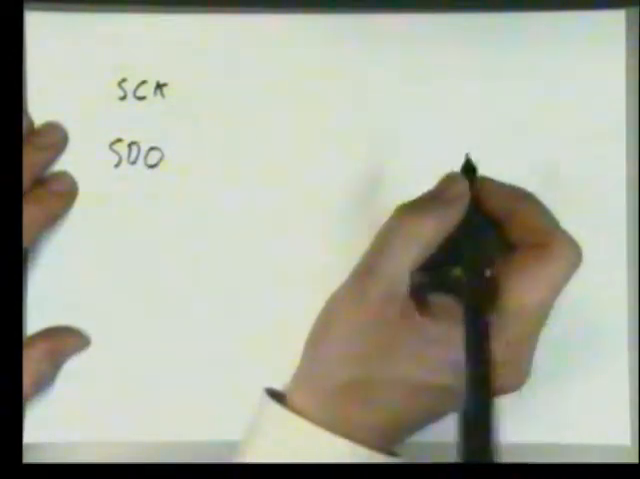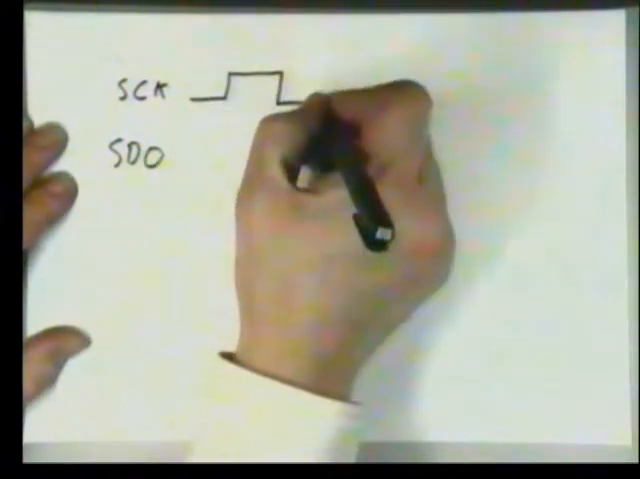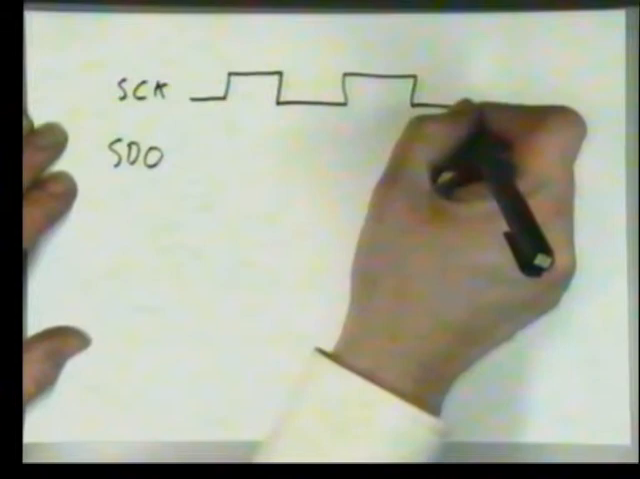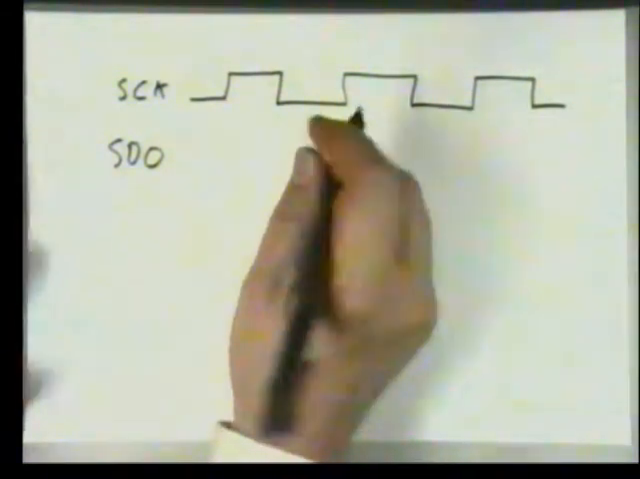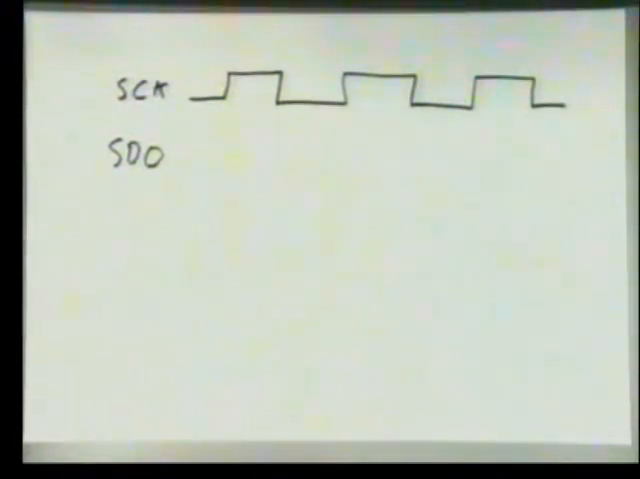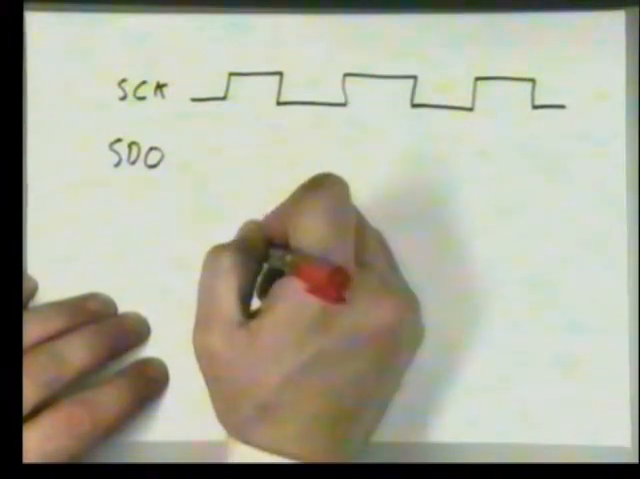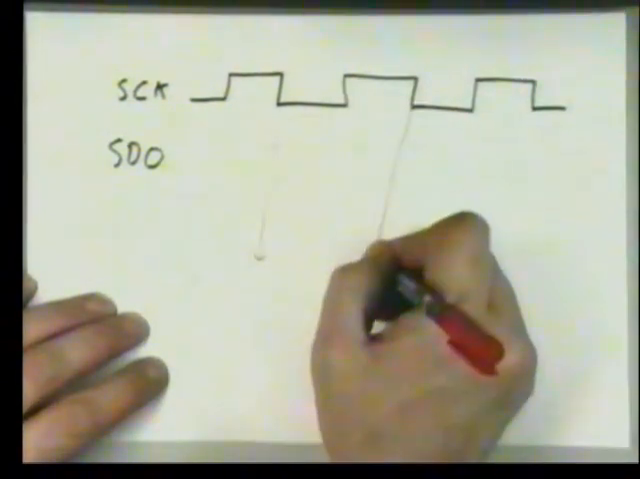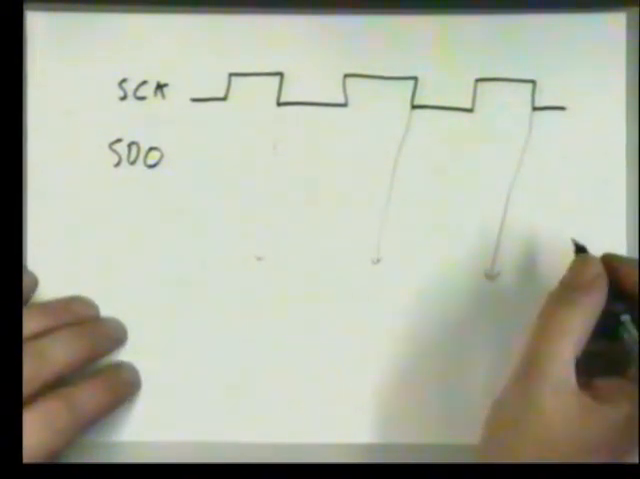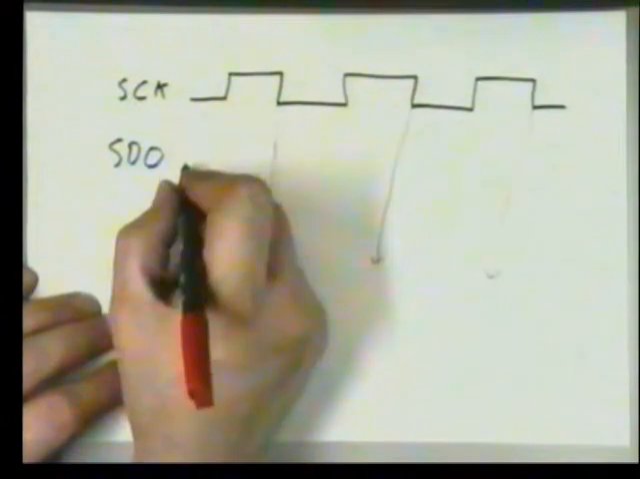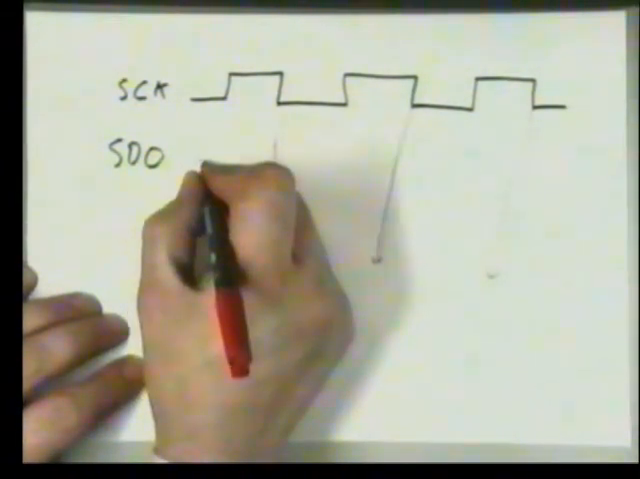Just considering the serial clock and the serial data out. The clock is generated by the master. And the rules are that on the falling edge of the clock, the data must be stable. So if we do a data diagram, you may not have come across these before, but this is the way they're normally drawn.